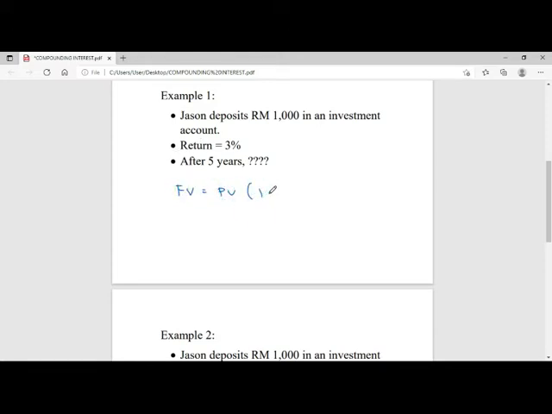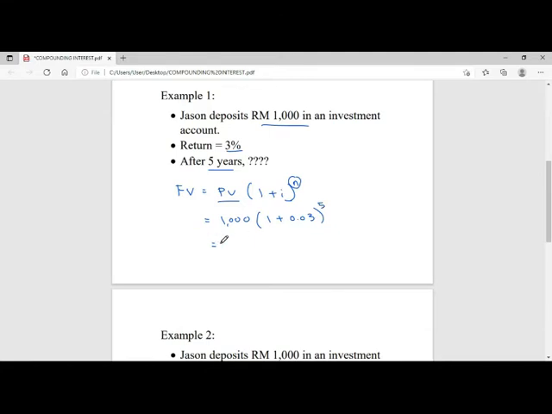FV equals to PV (1 plus I) to the power N. So the PV is referring to the 1,000 ringgit currently. And then the I is referring to the interest that we have every year. So we have to use 1 plus 0.03 and then close the bracket. And the N here is simply referring to the number of years here. So we're going to have 5 years.